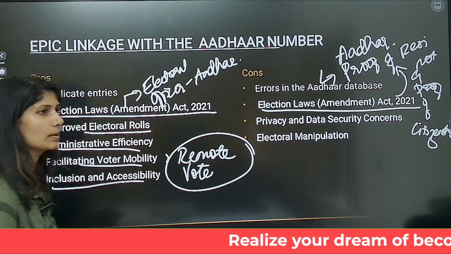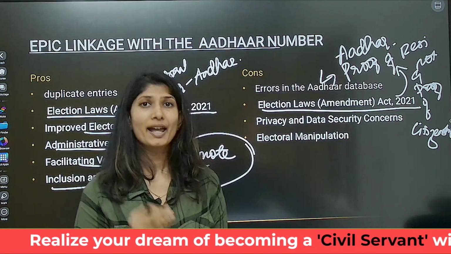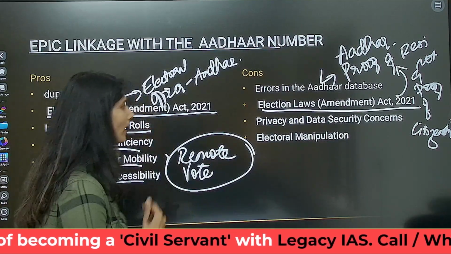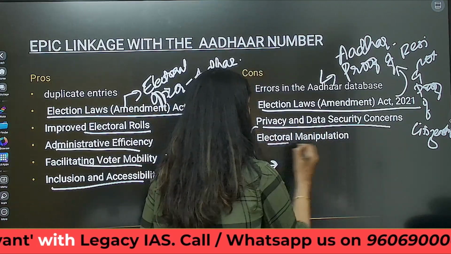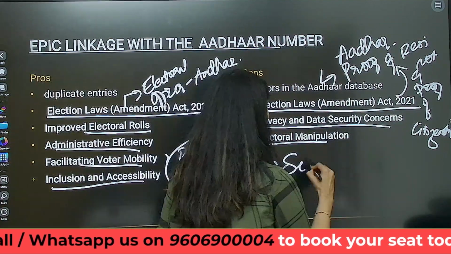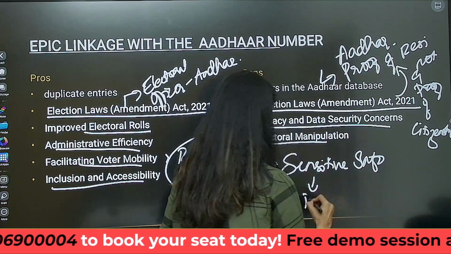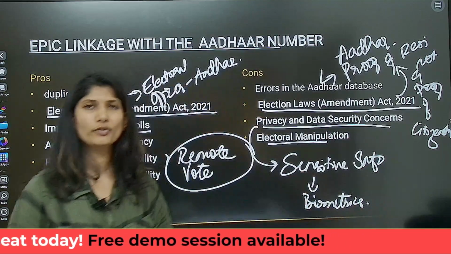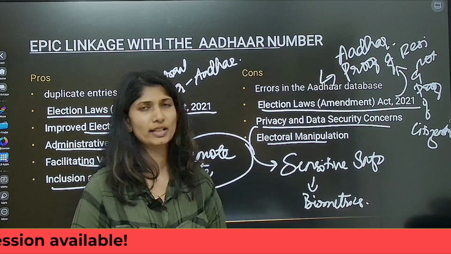Whereas if you look at the cons or disadvantages, we don't know how many errors there are in your Aadhaar. Yes or no? And one more thing is the privacy and data security concerns, which can be used for electoral manipulation. One main thing is this is very sensitive information because it has your biometrics. So when such information becomes very centralized, the possibility is there that people could use it for electoral manipulation.